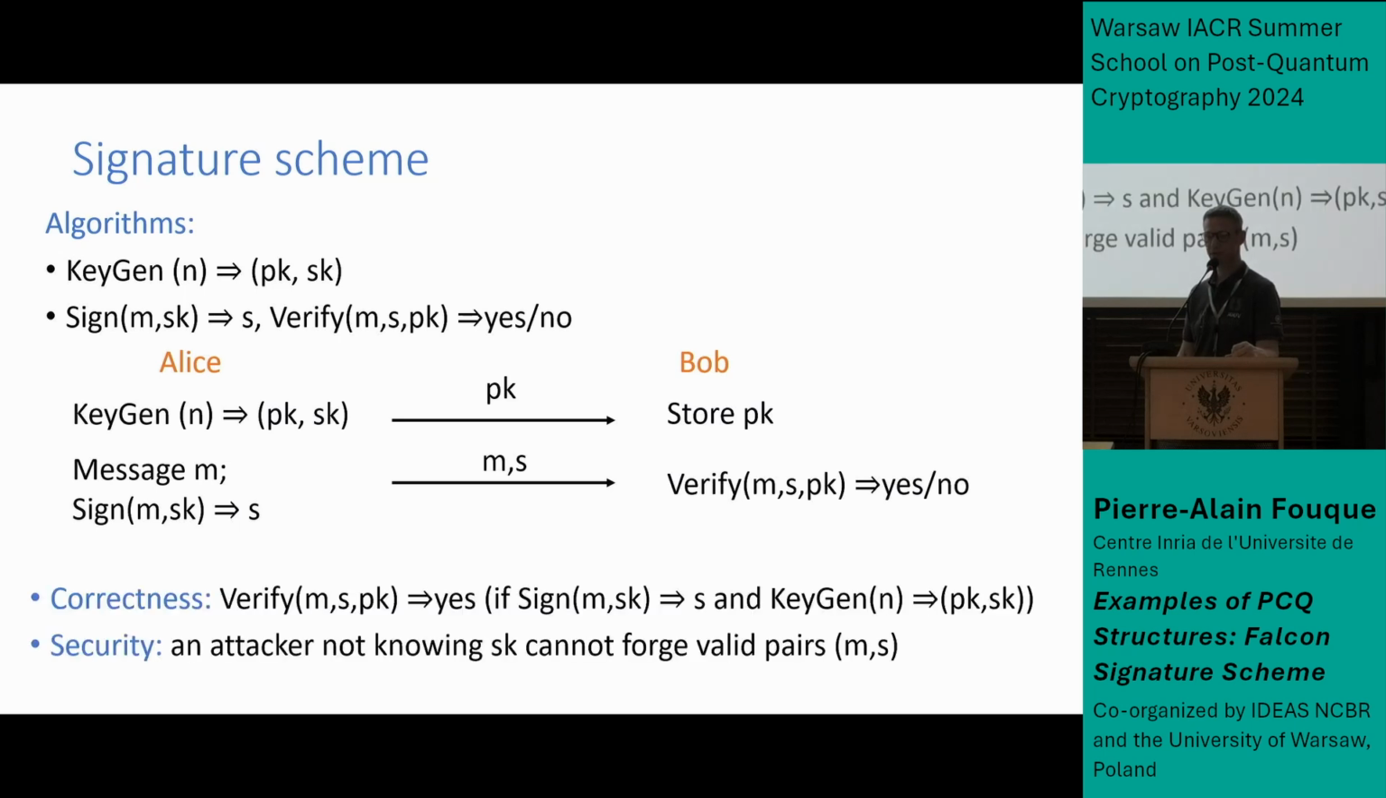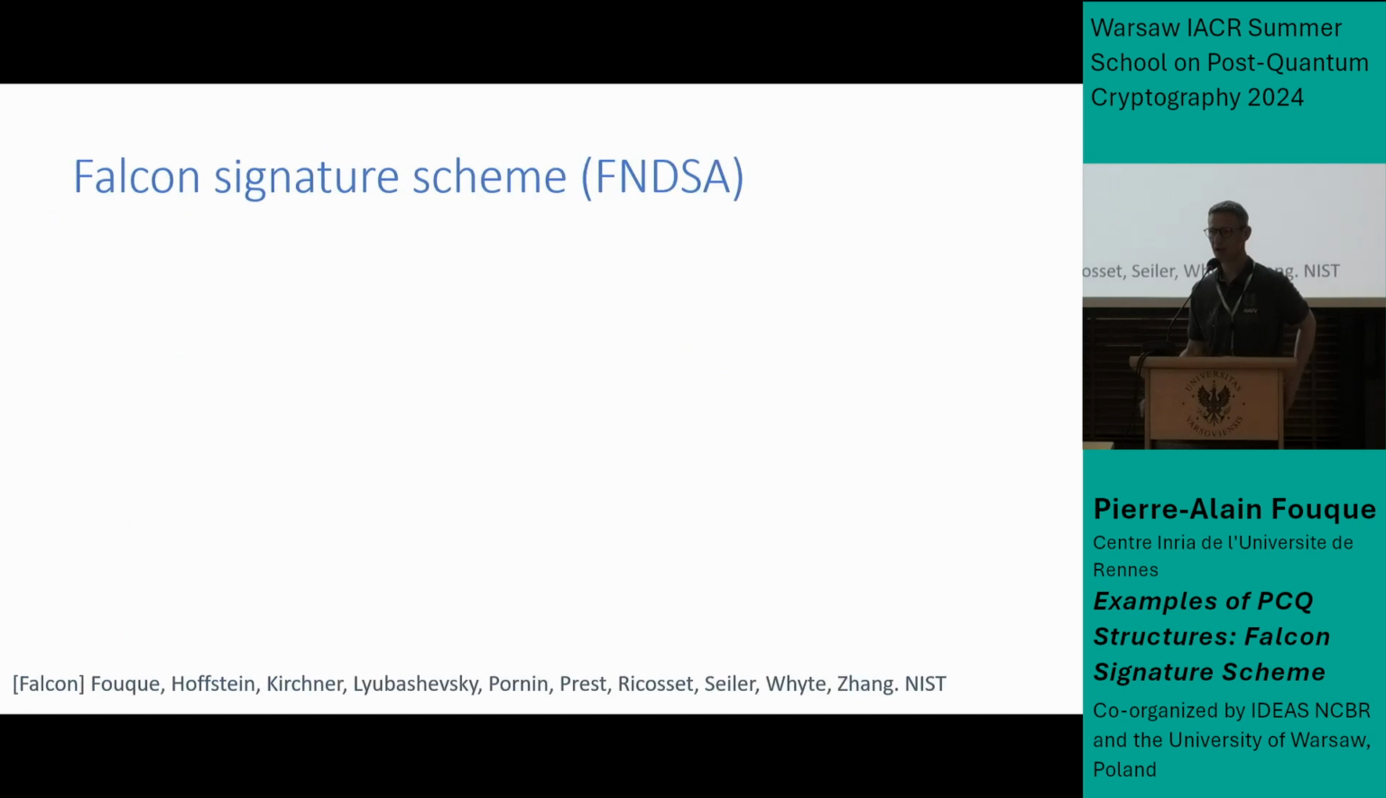So there are two properties. First is the correctness: the verification algorithm outputs yes if the message has been signed by the secret key, and the verifier uses the public key corresponding to the secret key. And the security means that any attacker who does not know the secret key cannot forge a valid message and signature pair. Okay? So let me move on to Falcon.